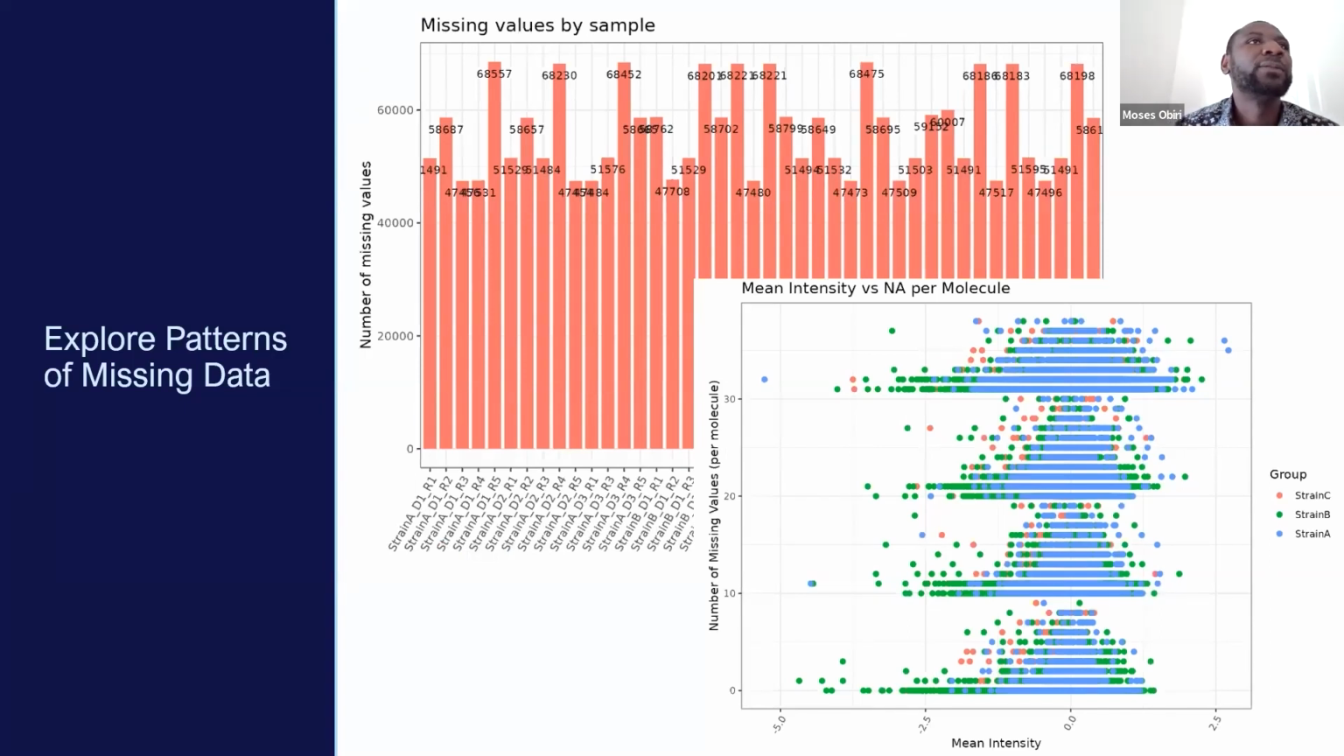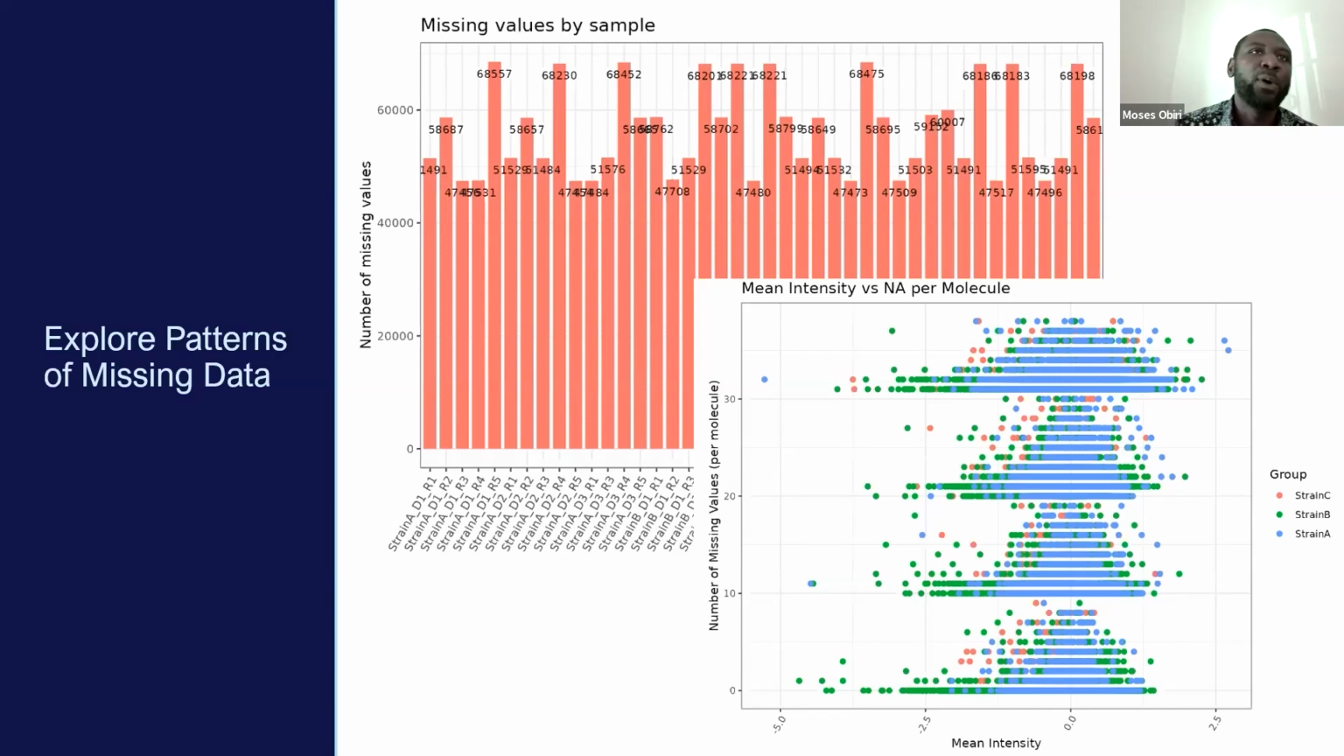There are also functions to explore the pattern of missingness in your data set. For example, you can have a plot of the number of missing values versus your samples, where you can look at whether your missingness is uniform across the samples or not. In this case, you can see the missingness is not uniform. There are samples that have a high number of missing values, and samples that have a low number.